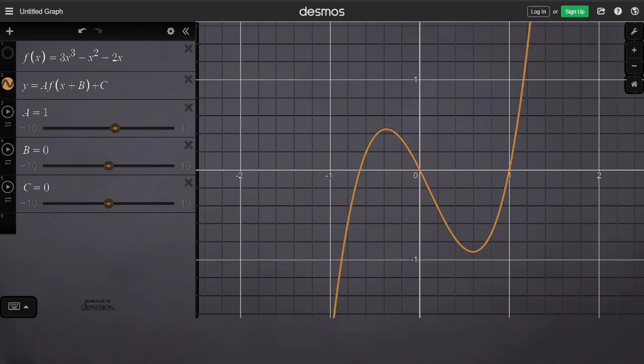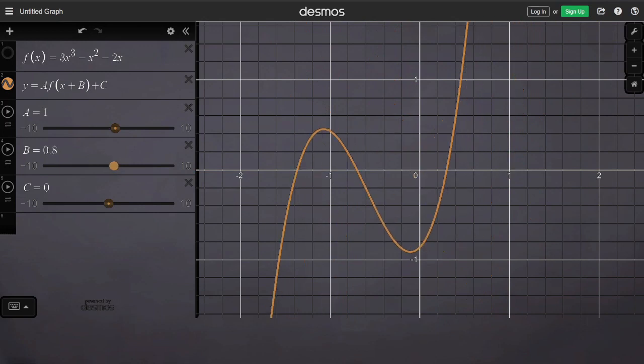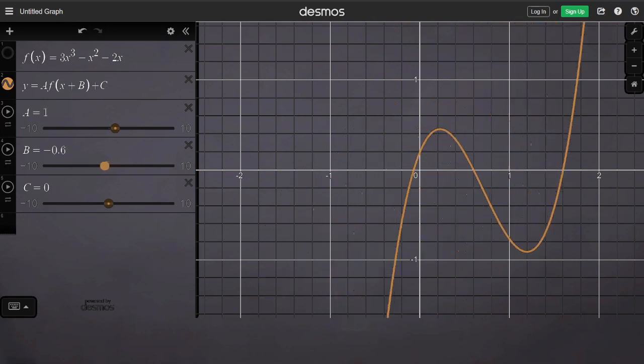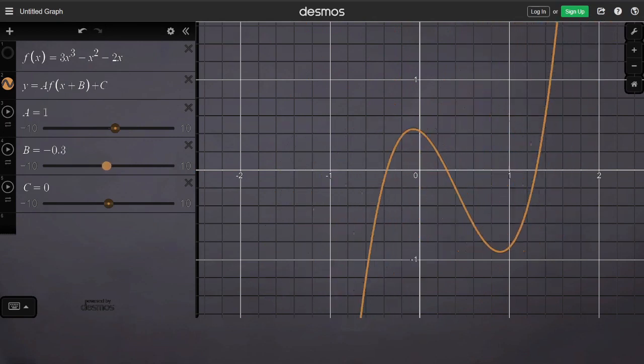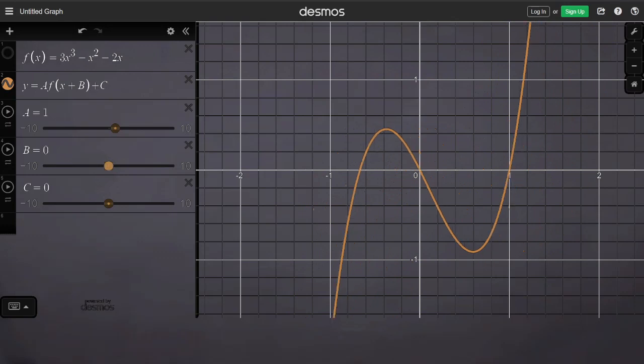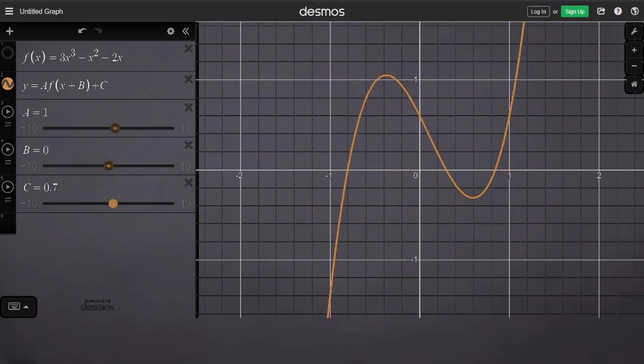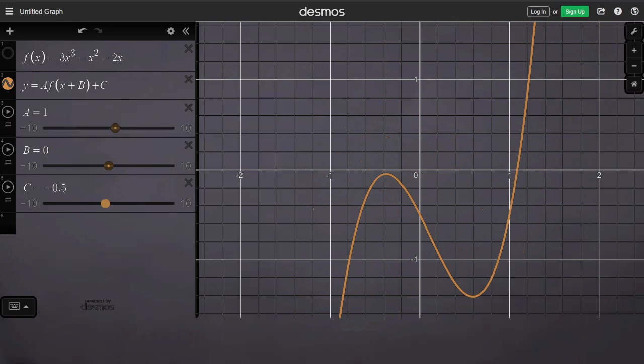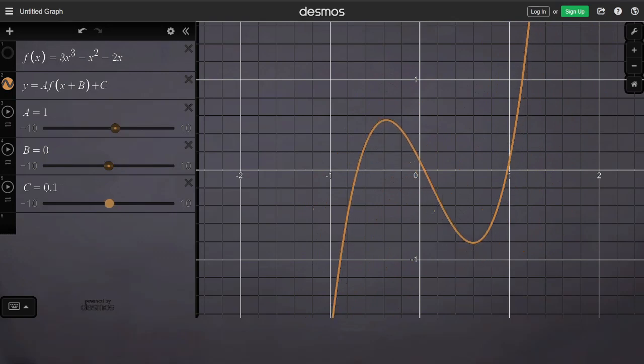Right, the value of b, as we add, it shifts things to the left. And as we subtract, as we add a negative value, it shifts things to the right. And finally, of course, c shifts things upward and shifts things downward.